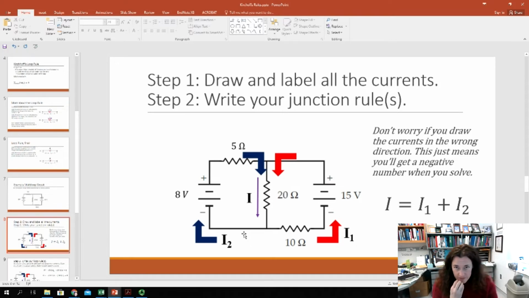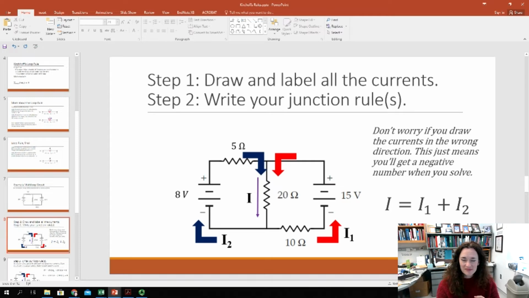If you've got more than a simple circuit like this one, you might have multiple junction rules. So here, what happens is the current flows down through the 20 ohm resistor I, and then it splits off as I've drawn it. I2 goes to the left and I1 goes to the right. So my junction rule is I equals I1 plus I2.